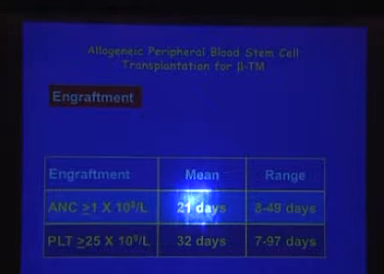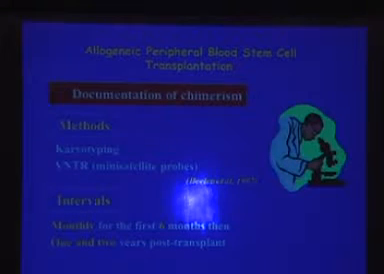Regarding engraftment, the mean time to neutrophil engraftment was 21 days, while the mean time to platelet engraftment was 52 days. Documentation of chimerism was done by DNTR, and for those who had a sex mismatched transplant, karyotyping was done. We used to do it on a monthly basis for the first 6 months, then at the end of the first and second year.